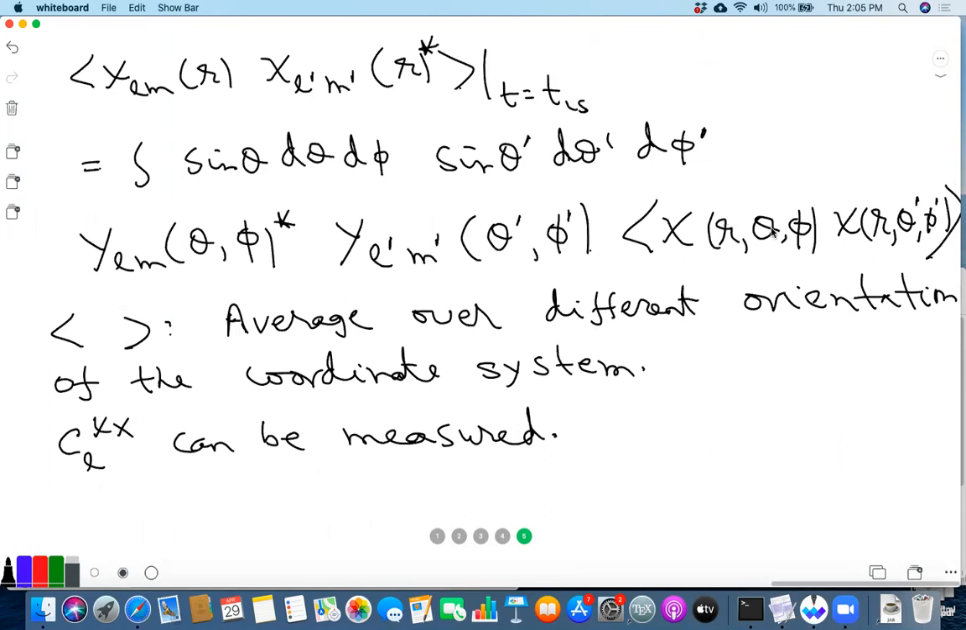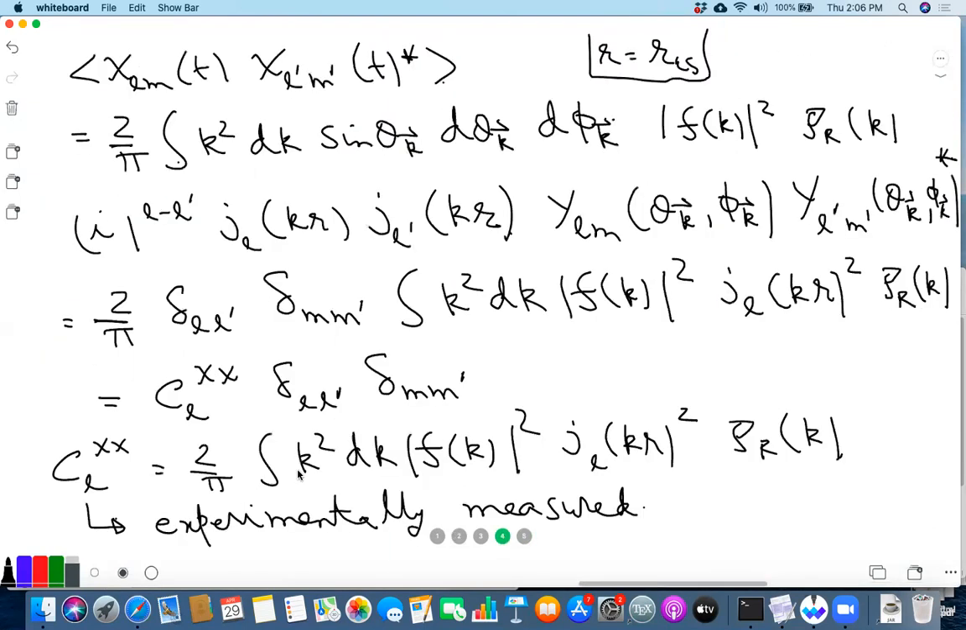You are forcing the fact that this quantity can only depend on the arc length, because you have already averaged over different directions in the sky. So it cannot depend on anything else by construction. So this average automatically produces the delta LL prime, delta MM prime factor. That's just a consequence of averaging over all directions, all orientations. But the expression for C_L chi chi is non-trivial information.